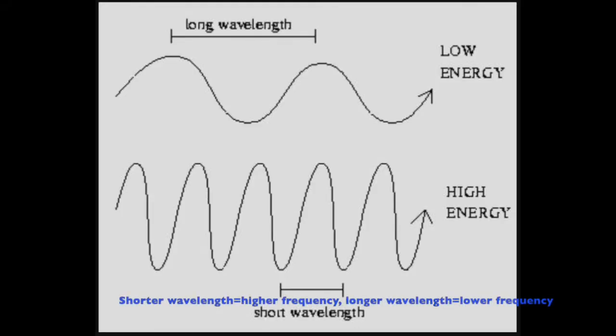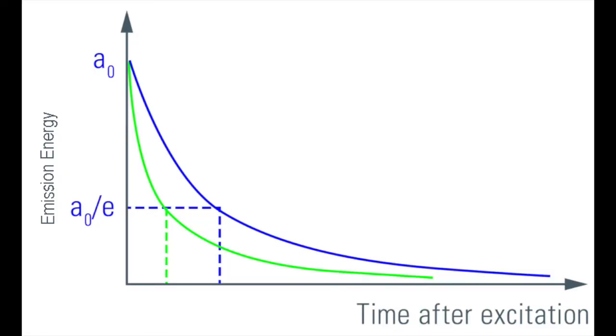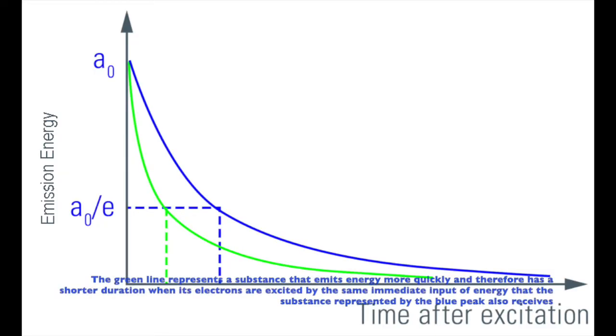The other major factor affecting emission duration is the substance involved. Molecules that emit energy at higher frequencies are emitting more energy with each photon release. So for the same input of energy, they'll have a shorter duration than molecules that emit energy at lower frequencies, provided that both emit photons at the same rate.